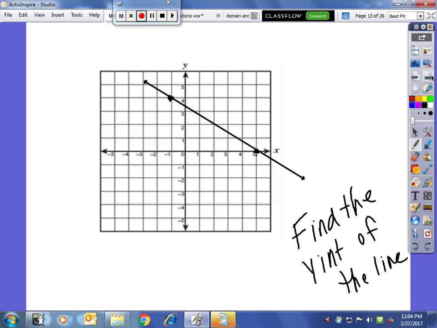This is a line. Now, they did highlight 2 points for you. What are the coordinates at this point? -1, 4. What are the coordinates at this point? 5, 0. So I know 2 points. I go to stat, edit, put my points in. Stat, calculate, find the equation of the line. And the only part I'm asking for on this one is the y-intercept.